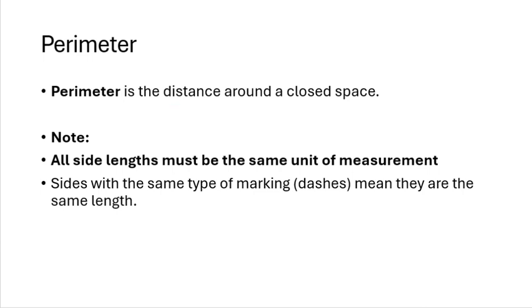Perimeter is the distance around the shape, okay? Now you must make sure that all side lengths are of the same unit of measurement. So, for example, if one side is centimeters and another side is meters, you need to convert one of them, okay? So convert meters to centimeters or centimeters to meters, up to you. But I think just go based off the question, and whichever one's easier to deal with. Now, you must remember the marking stuff. If you see a shape with markings or dashes, it means that they are of the same length as well.